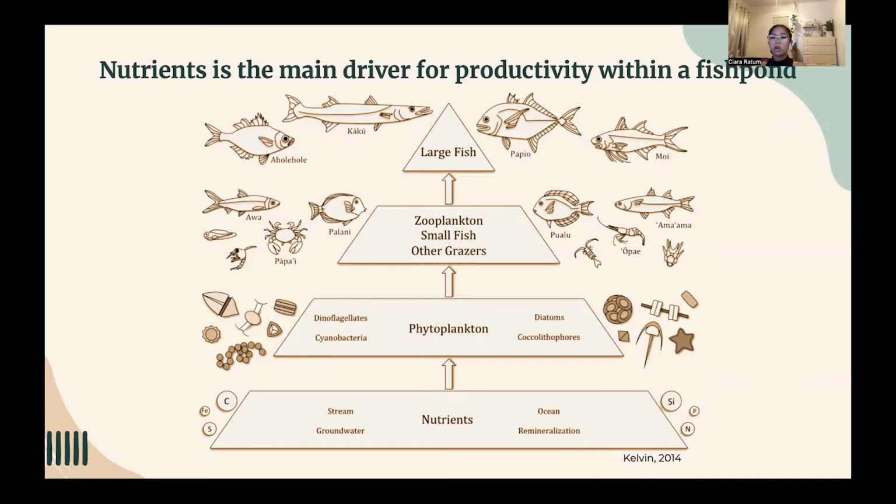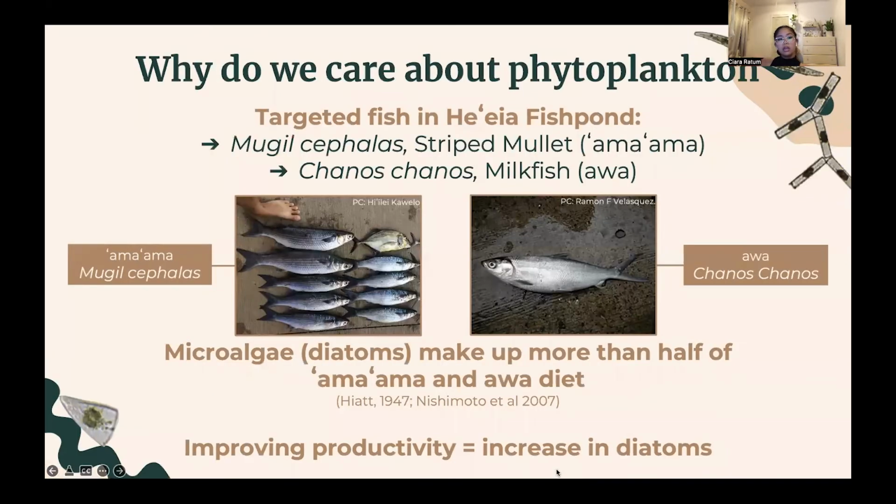And this mixing of seawater and freshwater creates an ideal environment for the cultivation of micro and macro algae, which are basically phytoplankton and diatoms. The goal for the fish pond is to cultivate native herbivorous fish, including the striped mullet, ama ama, and the milkfish, awa. These two fish are known to have diets primarily composed of microalgae or diatoms. And it is crucial to understand the nutrient and environmental factors that promote the growth of these diatoms within their diet to then cultivate these fish.